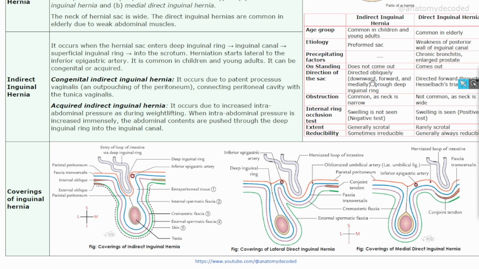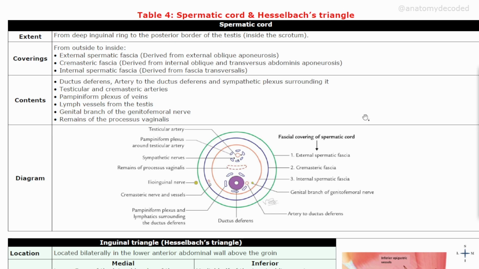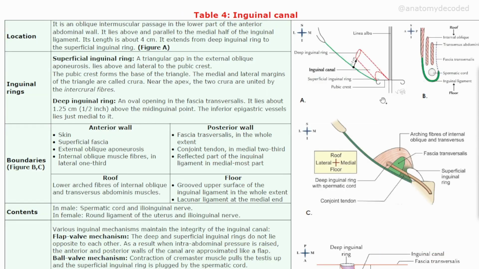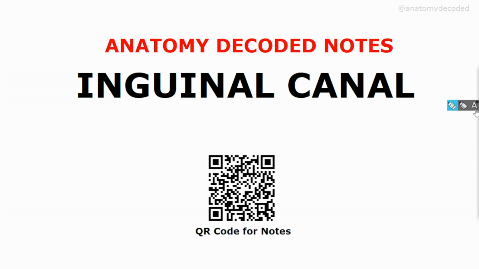So this was all about the inguinal canal along with the contents of the spermatic cord, the Hesselbach's triangle, and the inguinal hernia.